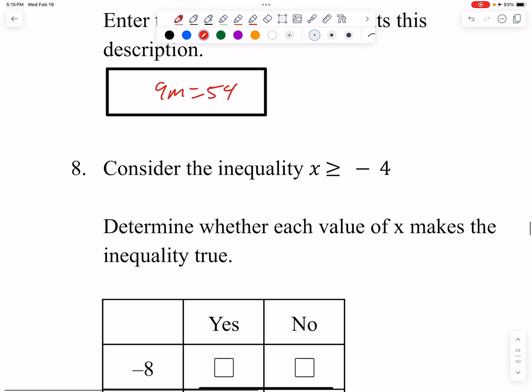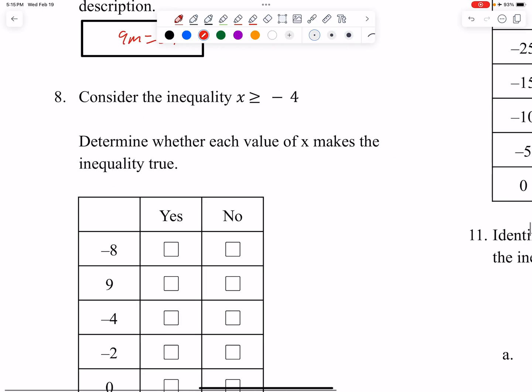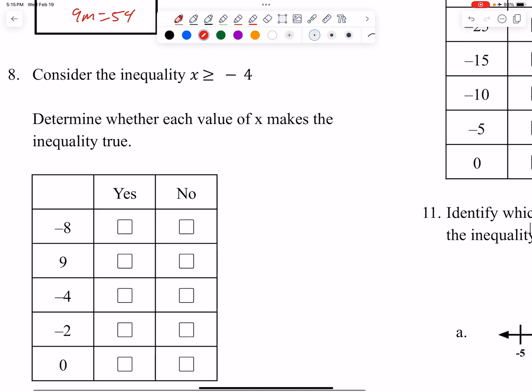Consider the inequality x is greater than or equal to -4. Determine whether each x value makes the inequality true. So here we go again. Well, if you've seen the other videos, I'm going to graph this. It makes my life a lot easier. The setup takes longer, and you might be complaining, but it'll be way faster in the long run. I always promise you that.